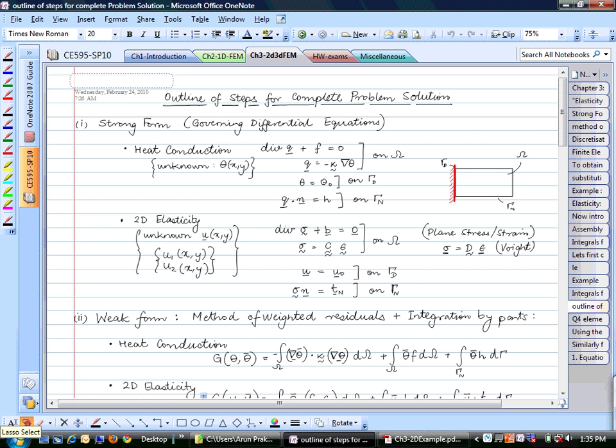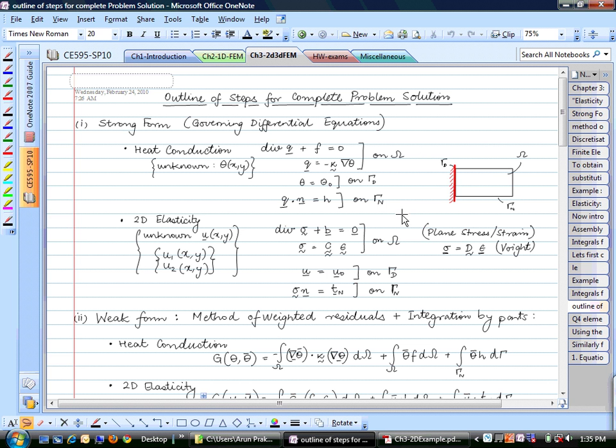So I guess this is also a good point to go over all these steps that we've covered in all these formulations. So the idea is that in these next couple of pages, we'll list out all the steps that are required for you to be able to solve a complete problem. So once again, we'll start with the strong form.